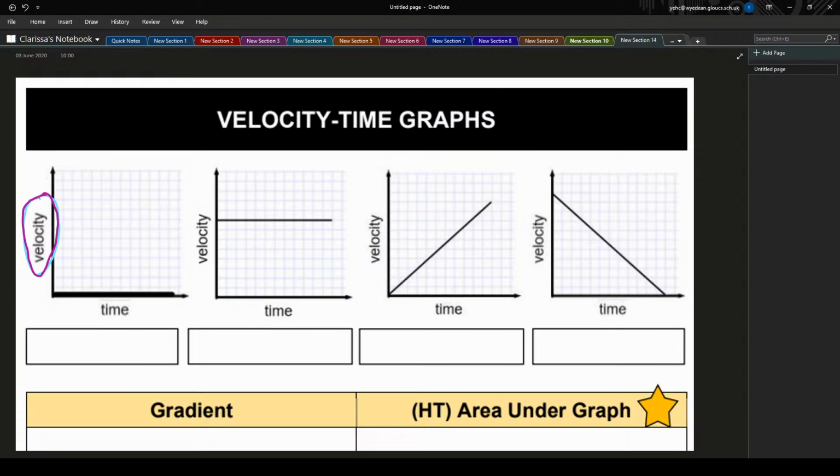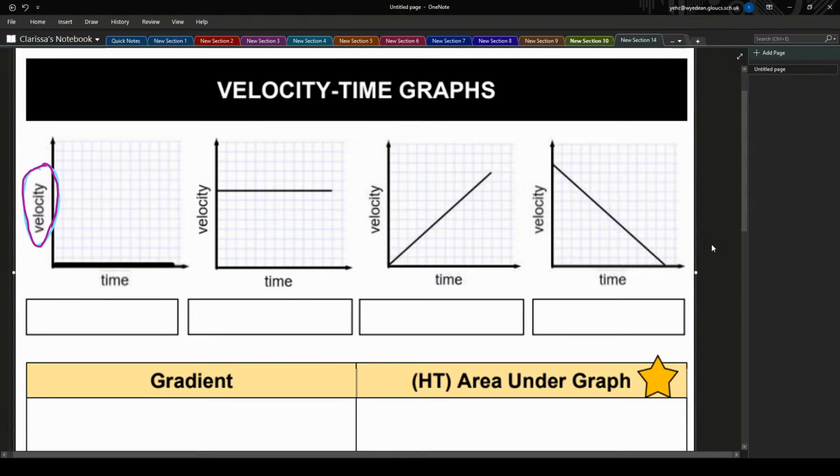So let's start off by having a look at the different shapes a velocity time graph can make. If you were here for the distance time graph session, you would remember that we did the exact same thing with a distance time graph, but even though the shapes are similar, they're going to mean different things.